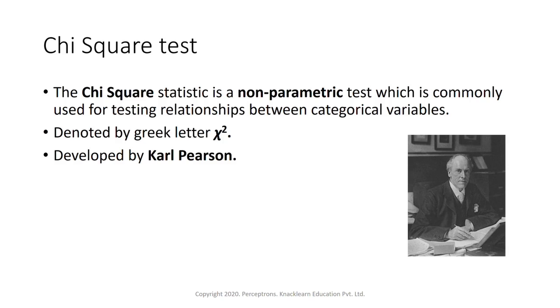The chi-square test is a non-parametric test which is commonly used for testing relationships between categorical variables. To understand categorical variables, we can use this test. The chi-square test is denoted by a Greek letter, χ², that is chi-square. It was developed around 1900 by Karl Pearson.